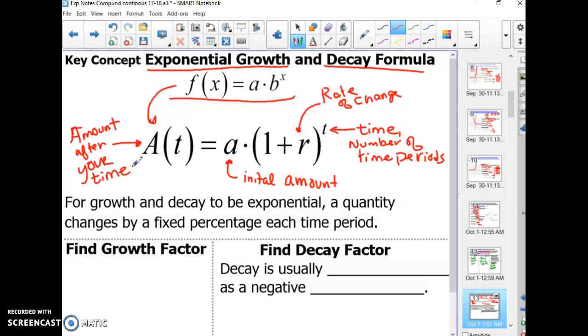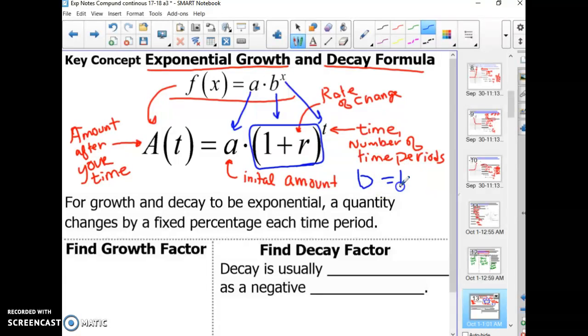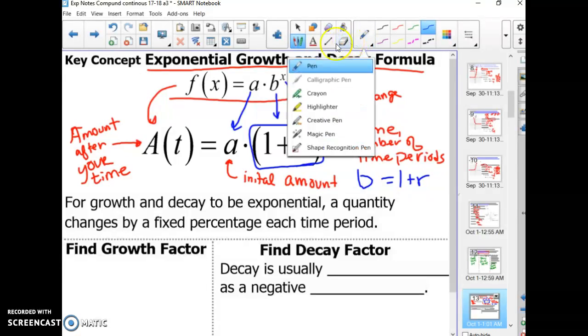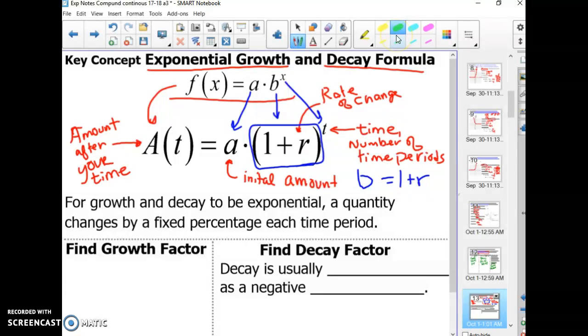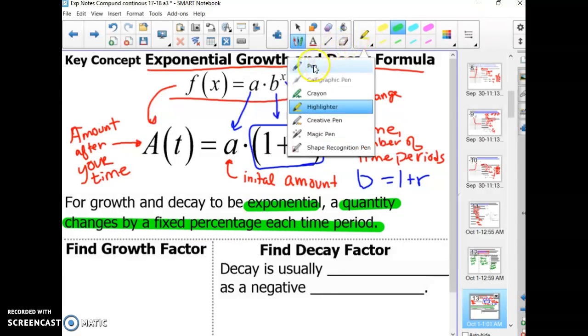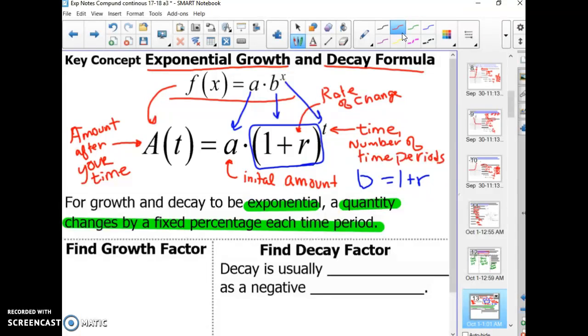Okay, what you guys need to remember is this part right here lines up with my b, there's my a, and then I have my x. So my b value is equal to 1 plus r, where r is your rate of change. Your rate of change can be positive and increasing, then we get growth. If your rate of change is negative, it's going to be decreasing. For both growth and decay to be exponential, a quantity must change by a fixed percentage each time. So we either are going to be increasing or decreasing.